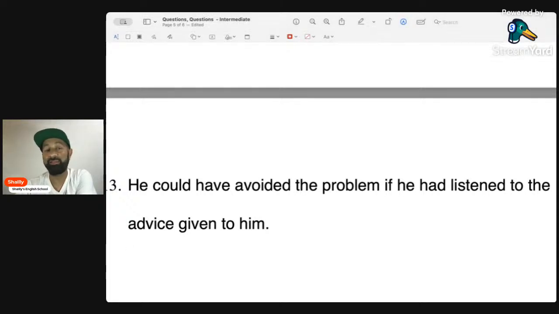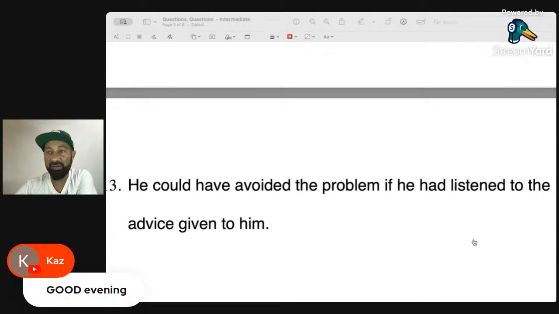And again, for me, in this question as well, I'm going to be using the modal verb. Kaz, good evening. How are you today?